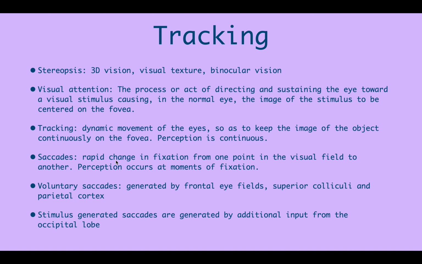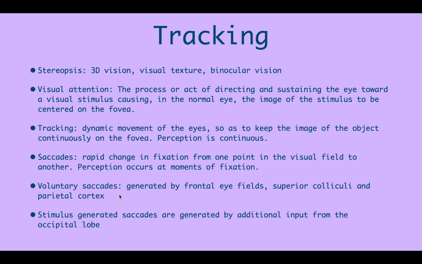Saccades is the rapid change in fixation from one point to another, and perception occurs at the moments of fixation. Interestingly enough, tracking perception is continuous, so you're kind of aware of what's moving and what is not moving. So like if you're tracking a bird flying, you know that the bird is flying, but the clouds in the skies is still. Saccades is more like you switch attention from bird to cloud quickly, and the perception is going to occur when you're focused on the bird, the clouds aren't moving. When you're focused on the clouds, you know the bird is moving.